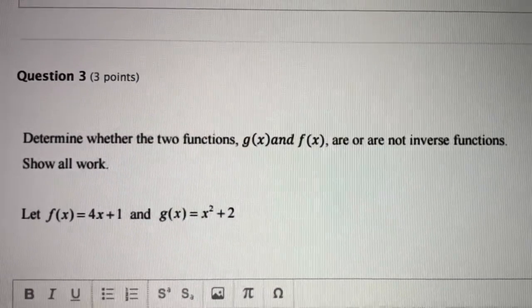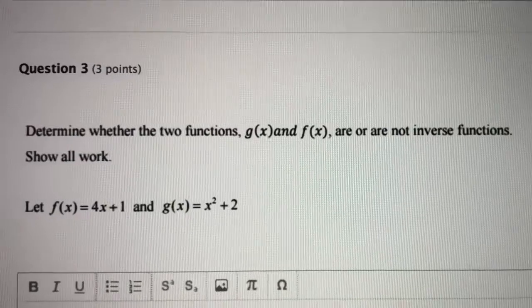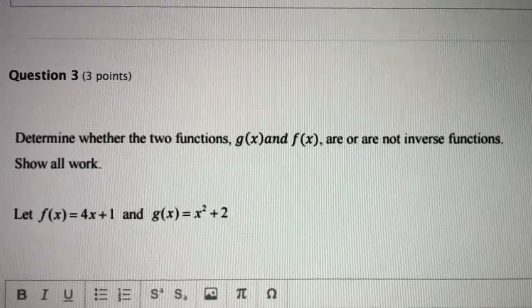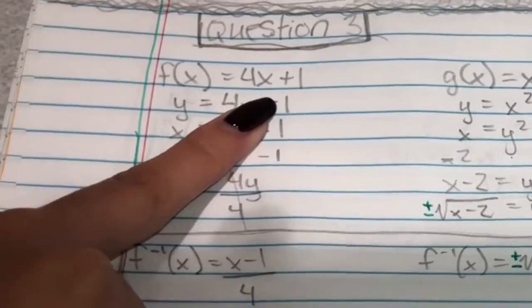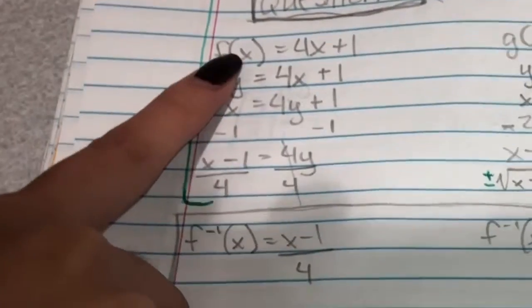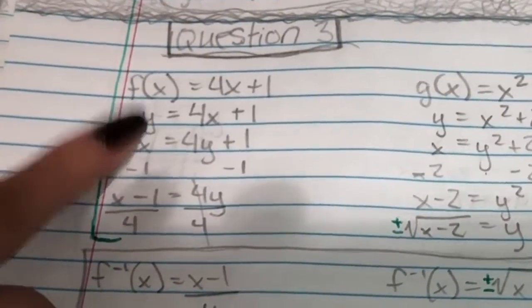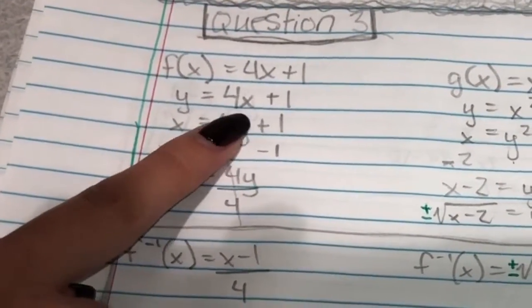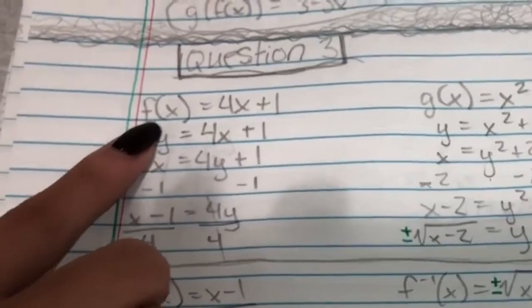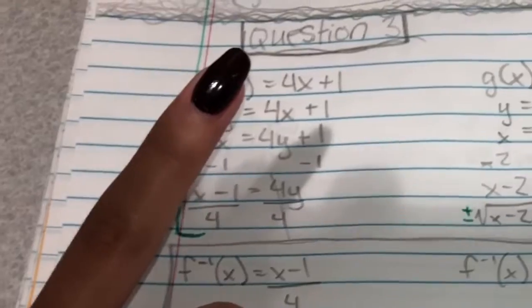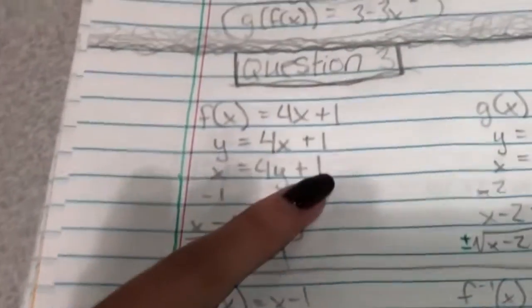Question 3 says determine whether the two functions g of x and f of x are or are not inverse functions. Let f of x equal 4x plus 1 and g of x equal x squared plus 2. F of x equals 4x plus 1, and you're going to try to find the inverse of that. So f of x is basically y, so then that'd be y equals 4x plus 1. And then to do the inverse, you do the opposite. So anywhere you see a y, you'll put an x, and anywhere you see an x, you put a y. So that would be x equals 4y plus 1.